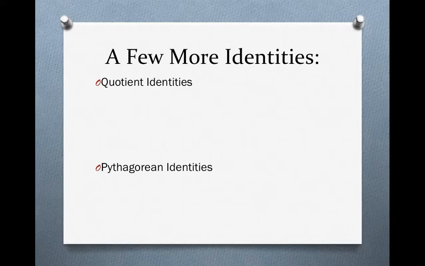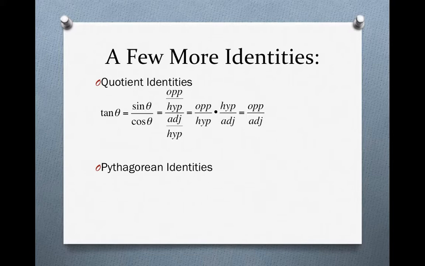A couple more identities that are going to be helpful to us as we move forward. One set is called the quotient identities. This is the identity that says that another way to think of tangent of theta is to think of it as the sine of theta over the cosine of theta. Now we're going to see in a couple of places throughout this chapter why that is true and why that makes sense. But one way we can show you that that would work is to again think in terms of those ratios from our right triangle.